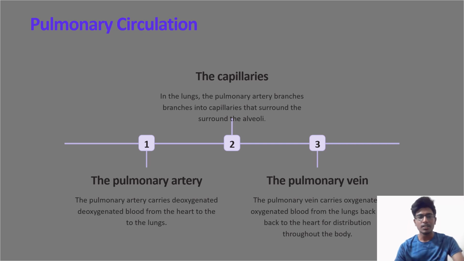Pulmonary circulation. The pulmonary artery: the pulmonary artery carries deoxygenated blood from the heart to the lungs. The capillaries: in the lungs, the pulmonary artery branches into capillaries that surround the alveoli. The pulmonary vein: the pulmonary vein carries oxygenated blood from the lungs back to the heart for distribution throughout the body.